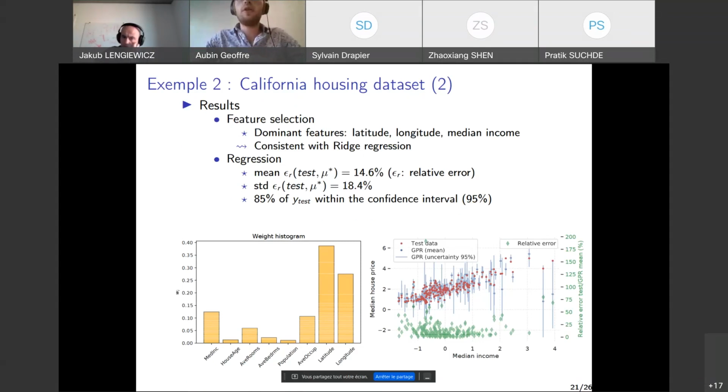Considering the regression, we can predict the price of the house really thoroughly, with an error inferior to 15%. And moreover, 85% of the data lies within the confidence interval. So once again, we have a really powerful tool for both feature selection and regression.